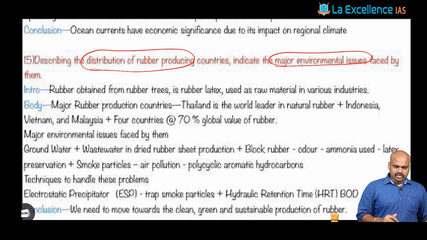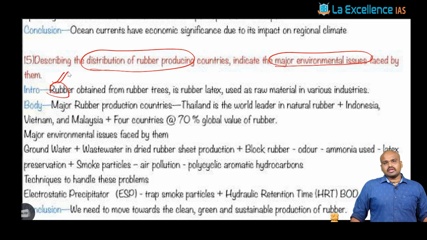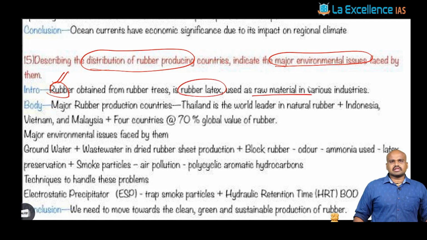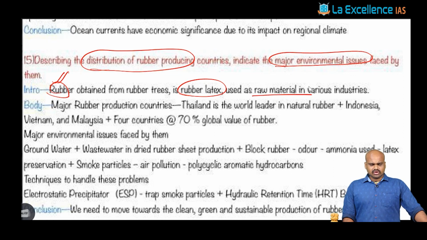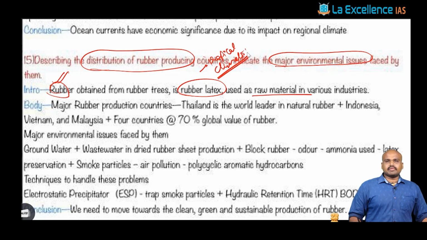And when we look at this particular question, you can simply introduce the characteristic features or the necessary conditions required for rubber to flourish and be produced. You know that rubber can be obtained from the rubber tree, and rubber latex is generally used as raw material. That can be the simple introduction. Or you can simply say that it demands a tropical kind of climate for rubber to flourish.